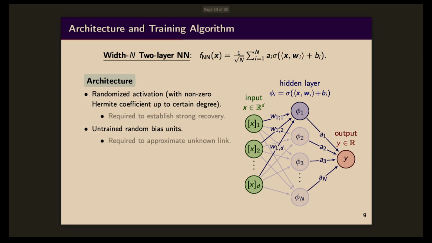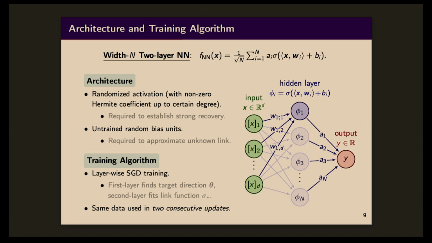But what's not so standard is that the activation function cannot be ReLU or a commonly used activation. We need to randomize the activation function so that the Hermite coefficients of this activation function are non-vanishing up to a certain degree. This will be important to achieve strong recovery, to achieve a non-trivial overlap with the target function. Also, we're going to fix the bias unit b, and not train it. We're going to use this additional randomness from the bias unit to approximate the link function. Okay, so this is the architecture.